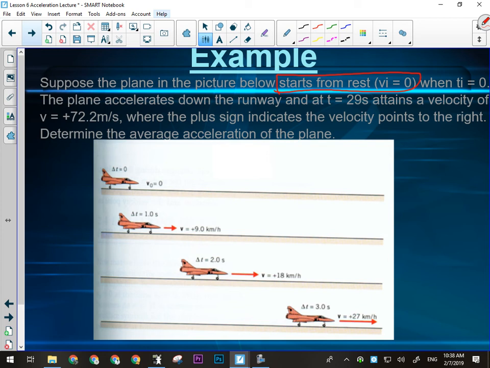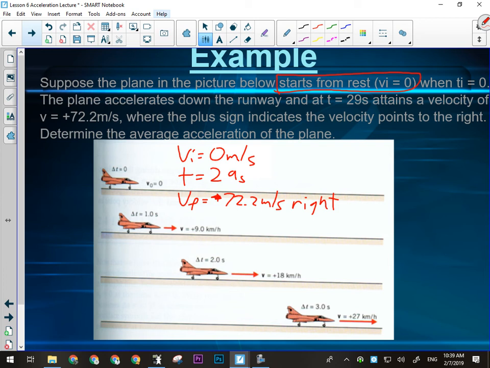All right, so it starts from rest, so we know that VI equals 0 meters per second. The plane accelerates down the runway, and 29 seconds later, so they just gave us the time, attains a velocity of positive 72.2 meters per second. That would be VF, where the plus sign indicates that the velocity is to the right. So I'm just going to take that plus out of there and write "right" beside this so that I have the right vector on there. Determine the average acceleration of the plane.